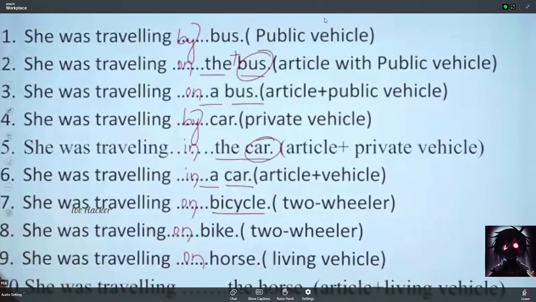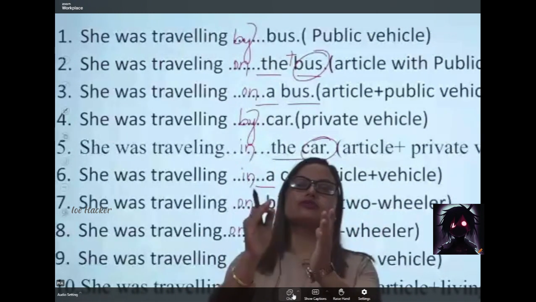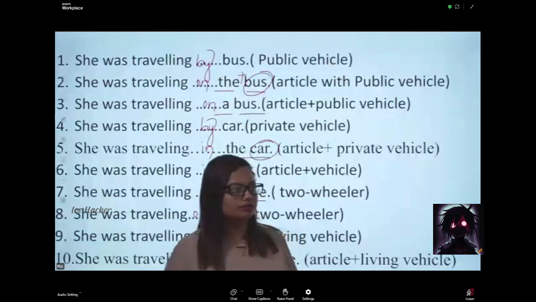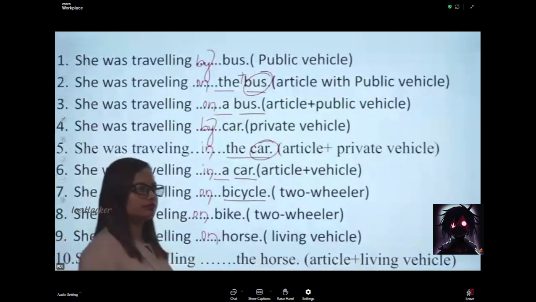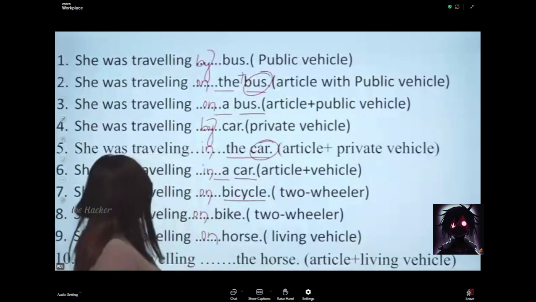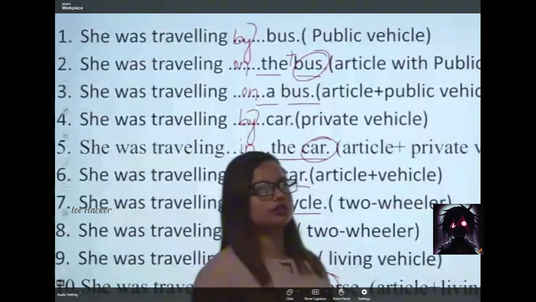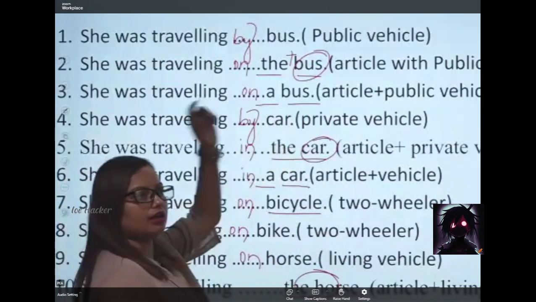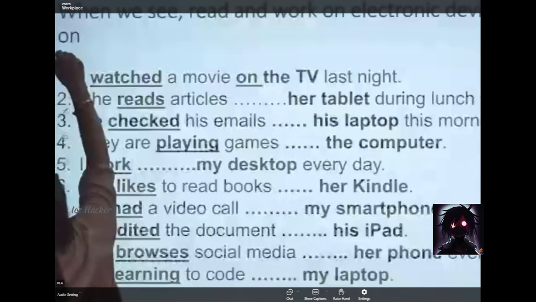If by car, then by car. By car means your vehicle should be alone, there shouldn't be the use of an article. Truck, public. Now she was traveling on horse. She was traveling dash the horse. The horse means a living means of transportation. She was traveling by car. Yes, on. Now let's go for another.